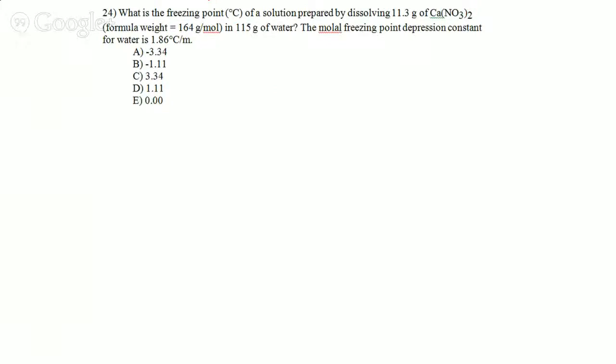24. What is the freezing point of a solution prepared by dissolving 11.3 grams of calcium nitrate in 115 grams of water? It gives you the molal freezing point constant. So hopefully you're thinking, hey, I know an equation. Delta T equals that constant times the molality, right?